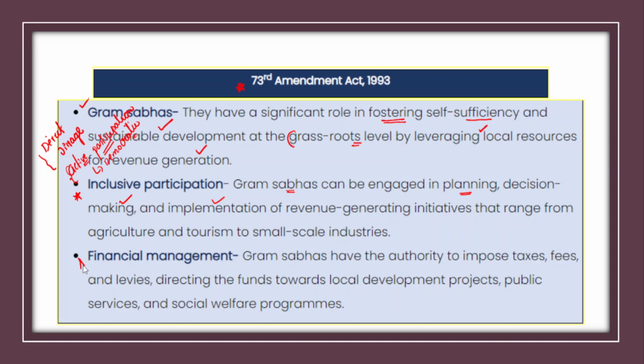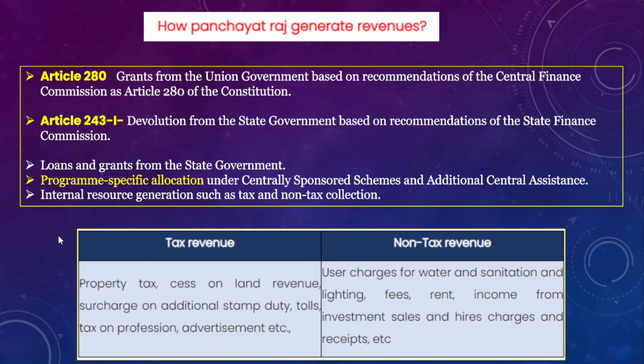And after that, Gram Sabha will also have an important role with respect to financial management at the state level. Gram Sabhas, as collective bodies, have the authority to impose taxes, fees, levies, and also direct funds towards local development projects, public services and social welfare programs. Therefore, Gram Sabha is a mandatory body in every panchayat. In every Panchayati Raj institution, Gram Sabha should be conducted. This is what the 73rd Constitutional Amendment has said with respect to the Panchayati Raj institutions.